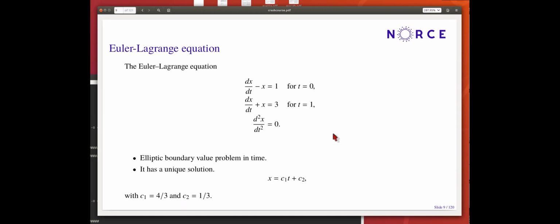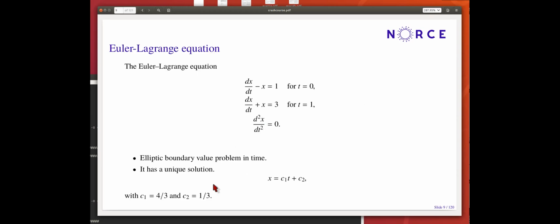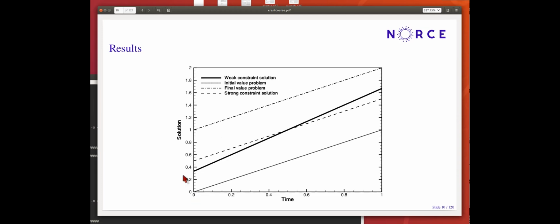Just to show you what this looks like, we know the solution is a straight line. If you solve the initial value problem, you start at 0, and it's a line with slope 1. So this is the solution here, this dashed or dotted line. If you solve the final value problem, you start with a final condition here, and the solution is again a line with slope 1. If you solve the inverse problem, this problem here, with these coefficients, we get this thick line.